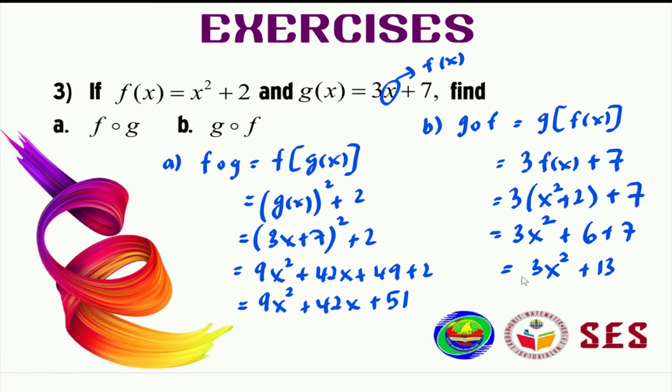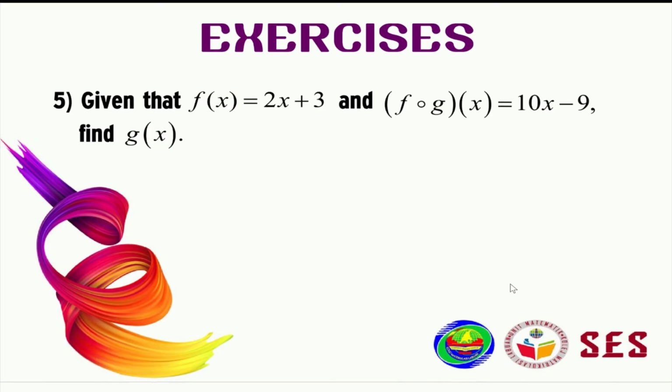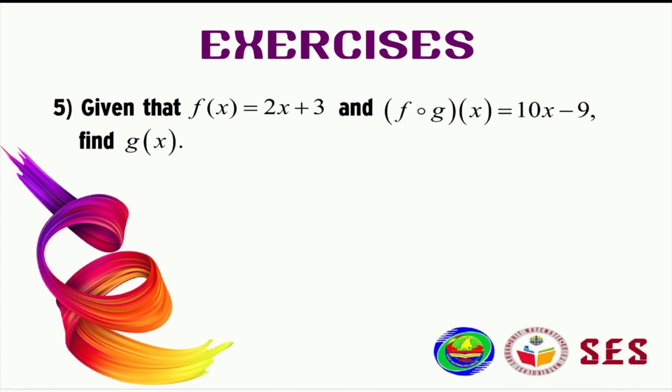Alright, so let us proceed to question number 5 here. Suppose that we have f(x) equals 2x plus 3, and we've got the composite function already, which is f(g(x)) equals 10x minus 9, and we need to find g(x) here. Alright, so this one will be a little bit different. So we've got already the f(g(x)) in this case, which is 10x minus 9, and that f(g(x)) means we substitute g(x) into our function f, and we will get this one.